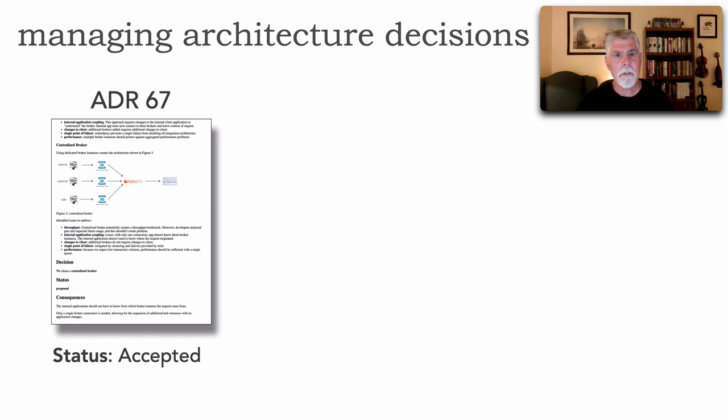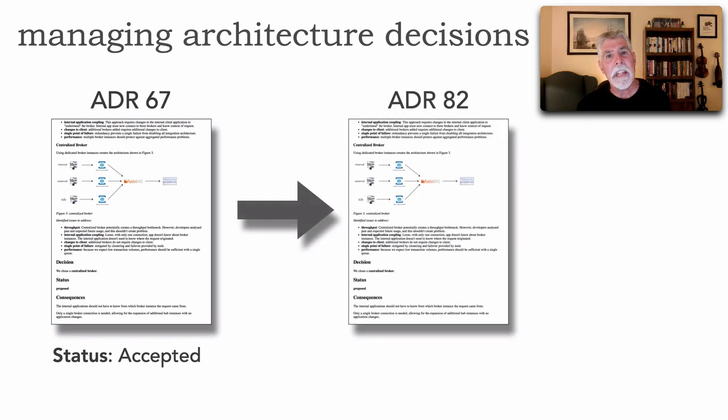Now, for minor changes that don't change the architecture decision itself, but rather add some context or maybe add some justification, in that case, please edit the architecture decision record, because what we're doing is enhancing it, but we're not changing the decision. But once it's been accepted and we reverse a decision or change the decision itself, that's when we create a new ADR. For example, ADR 82. And that's where we apply our changes to change that architecture decision.